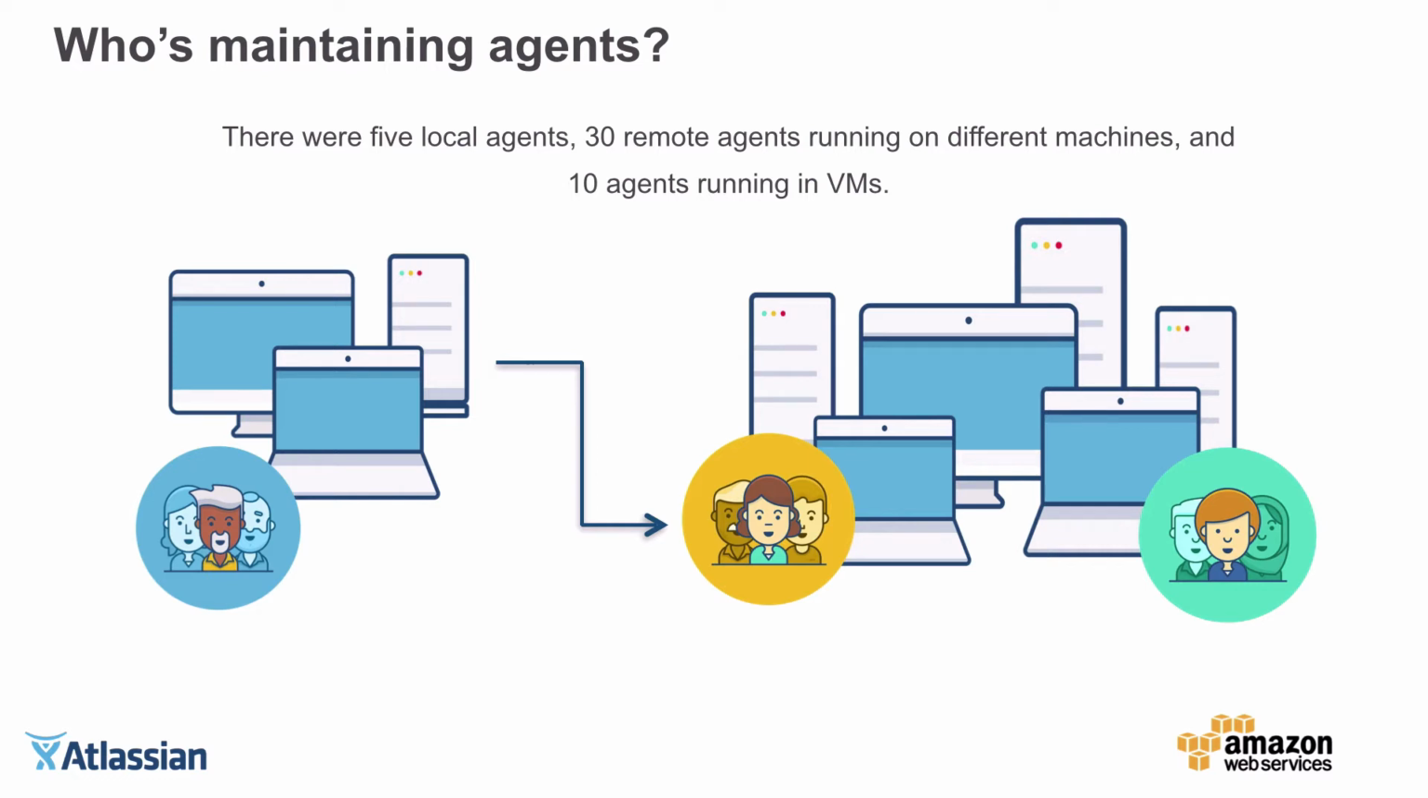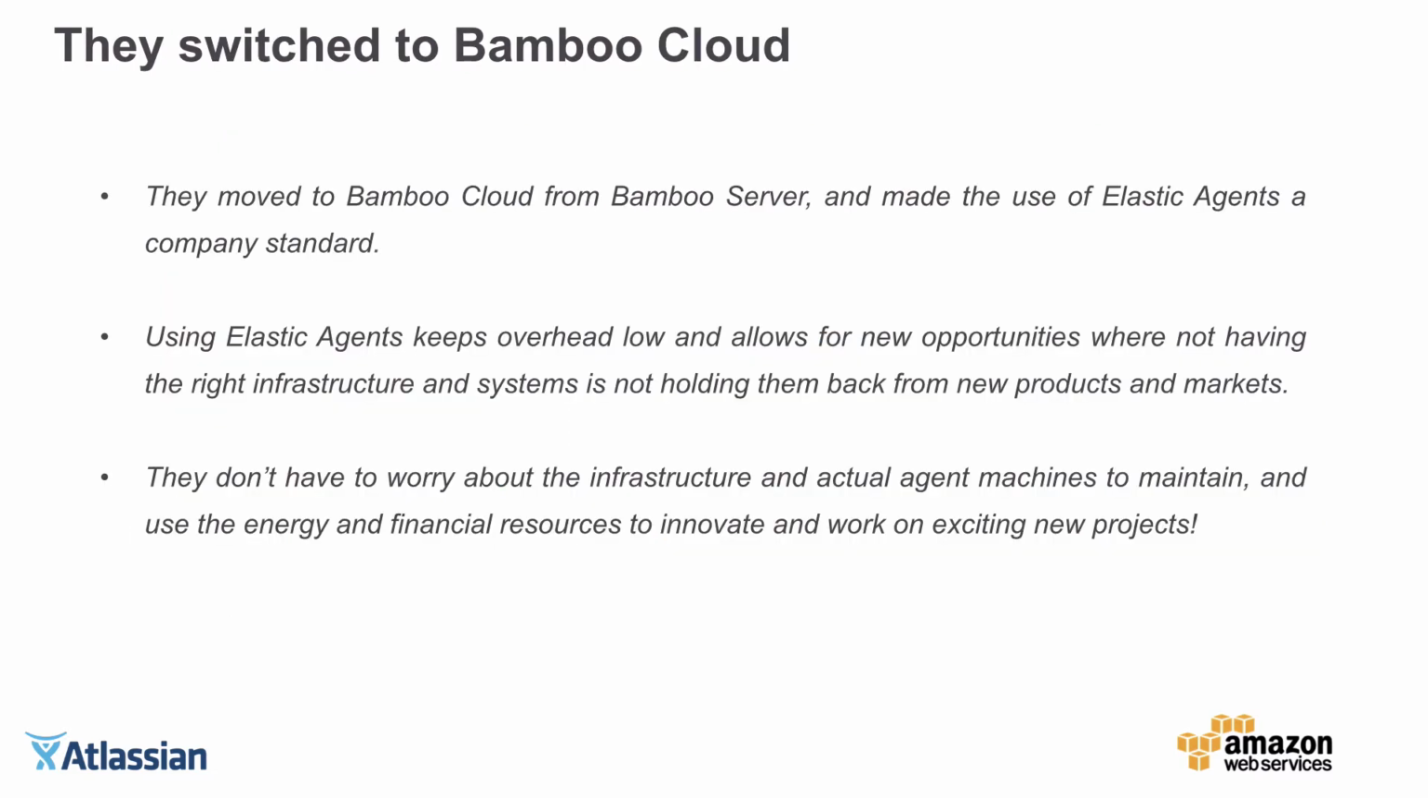This process was, I'd say, doable up to a certain point, but after that, the cost of maintenance and the number of people looking after that infrastructure was just getting out of control. So they did some consultation and looked at other options to manage their build pipeline better. And as a result, they fully switched to Bamboo Cloud and made it a company standard to use Elastic agents. By doing so, they could free the resources that were dedicated to managing and maintaining the hardware and VMs and use them to work on new projects instead. Also, they were not held back from new opportunities due to not having the right infrastructure.